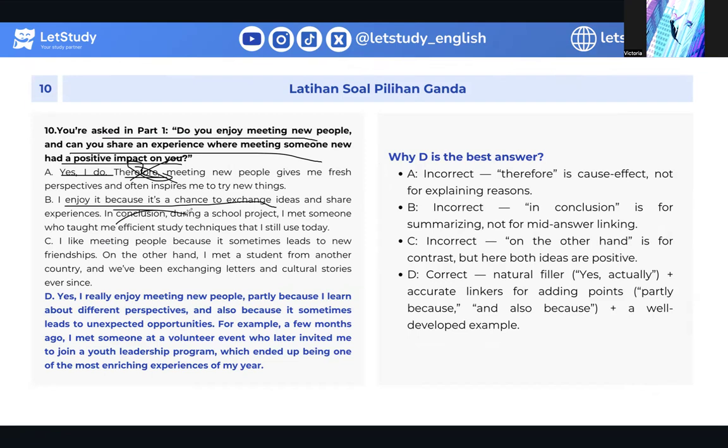B, I enjoy it because it's a chance to exchange new ideas and share experiences. In conclusion, during a school project, I met someone. "In conclusion" is wrong because this is supposed to explain something, bukan memberikan summary atau conclusion. Jadi B itu salah.